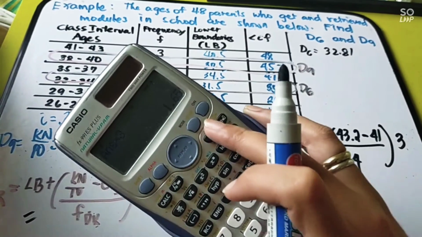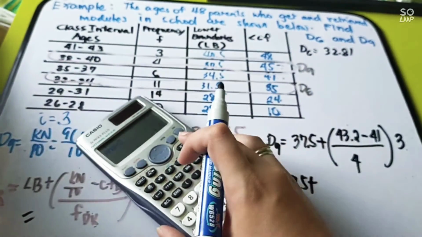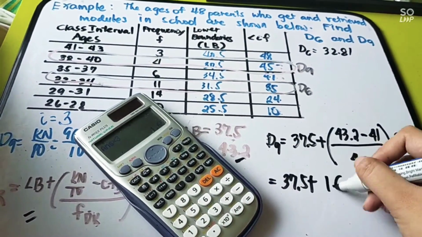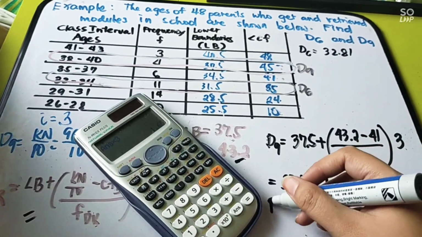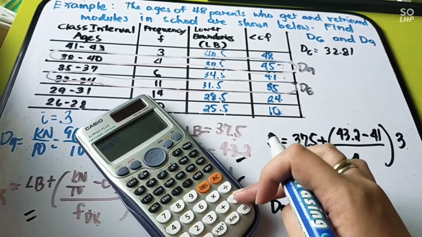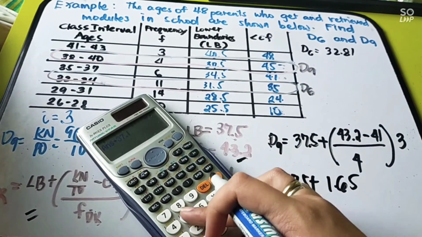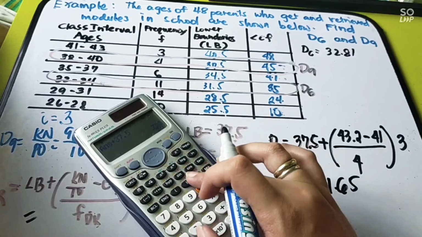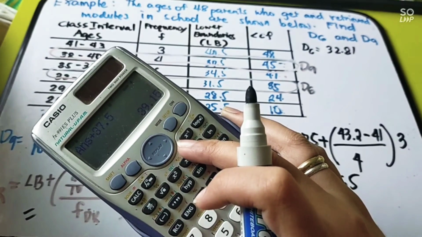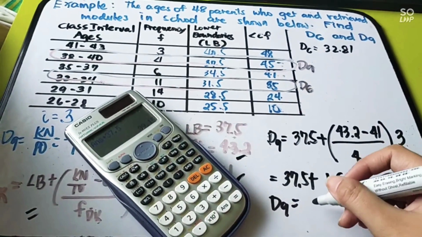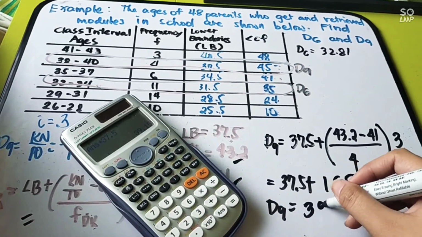So, we have here 1.65. Then, just add. So, decile 9 plus 37.5. So, the answer here is 39.15. So, the 9th decile is 39.15.